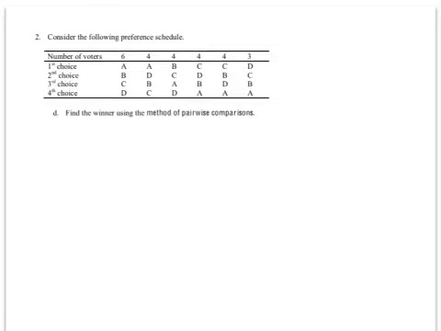To find the winner of this election using the method of pairwise comparisons, we first have to set up all the possible comparisons for this election. So I have to compare every candidate to every other candidate head-to-head. So I'm going to do A against B, A against C, and A against D.